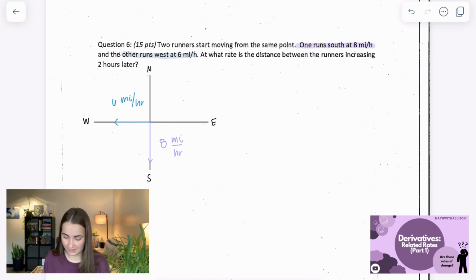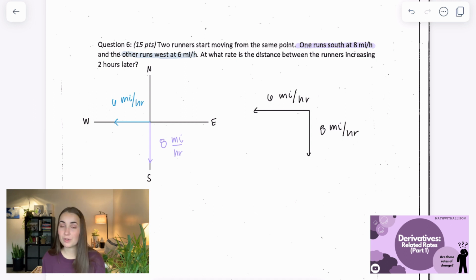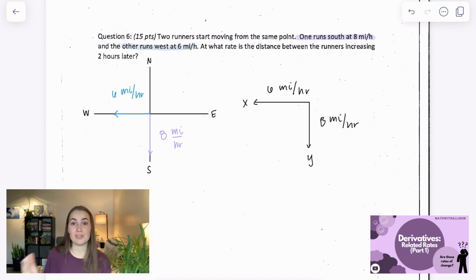Alrighty, so I have a drawing set up here, and we have that it's moving south at 8 and west at 6. First, let's talk about what this means graphically. You can think of this as an x and y graph if you wanted to. One person is moving to the left at 6 miles per hour, and one person is moving down at 8 miles per hour, right? If we think of this as x and y, this is the x-axis and this is the y-axis. This is telling me the rate of change in terms of x and in terms of y. And remember, this is going to be over time because we live in terms of time, right?